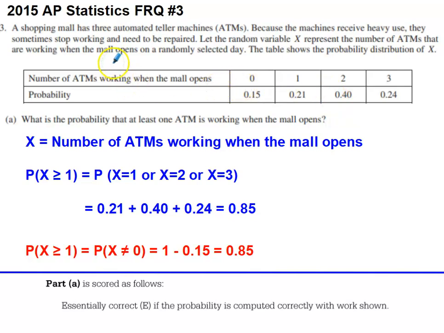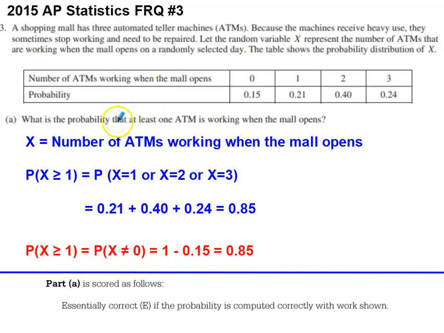So in this problem, they tell us that a shopping mall has 3 ATM machines. The machines receive heavy use, so sometimes they're going to stop working and need repairs. We're going to let random variable capital X represent the number of ATMs that are working when the mall opens on a randomly selected day. The table shows the probability distribution of X. So we either have 0, 1, 2, or 3 ATMs operational when the mall opens. The probability of each of those numbers of ATMs working when the mall opens is given in that bottom row.